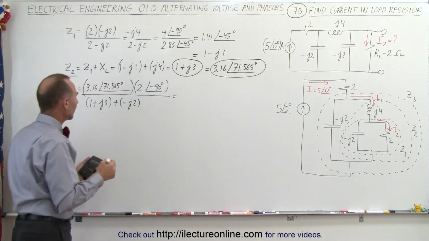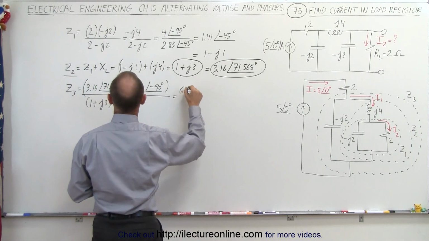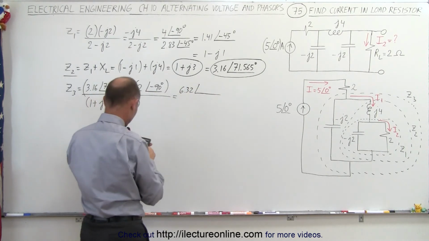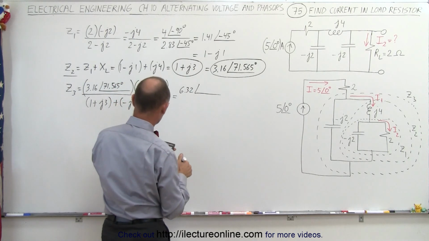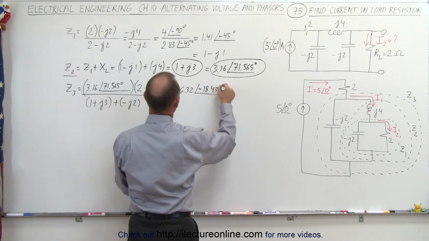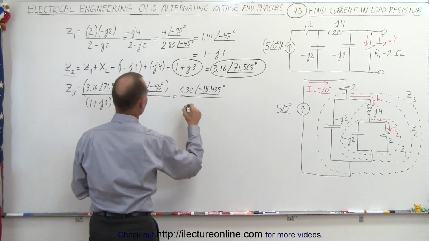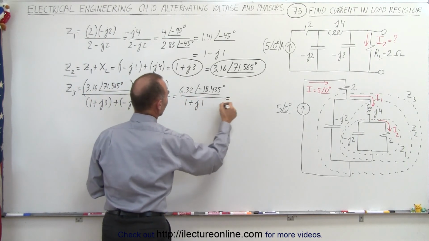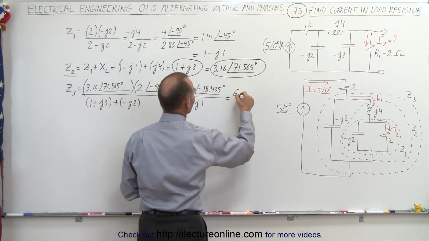So in the numerator, we get 3.16 times 2, that is equal to 6.32 with a phase angle of minus 90 added to that. So 71.565 minus 90 gives us minus 18.435 degrees in the numerator. In the denominator, we'll get 1 plus J1, which we have to convert back to magnitude and phase angle to do the division.